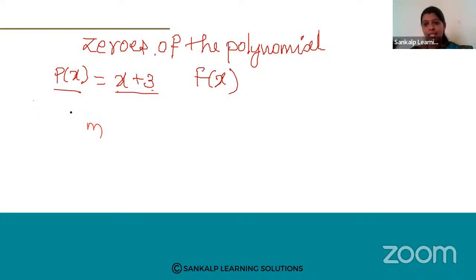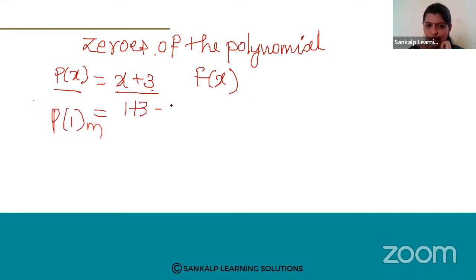Next, tell me the zeros of the polynomial. If I write x plus 3, it is one example. In which value of x will our polynomial value become 0? In which value of x will p of x become 0? Yes, my dear students, in which value of x? Which value should I substitute so that I can get the p of x value 0? Yes, let's try p of 1.